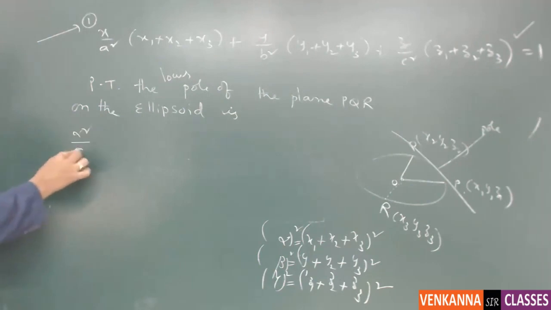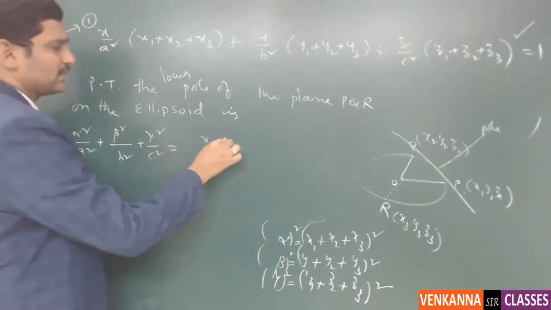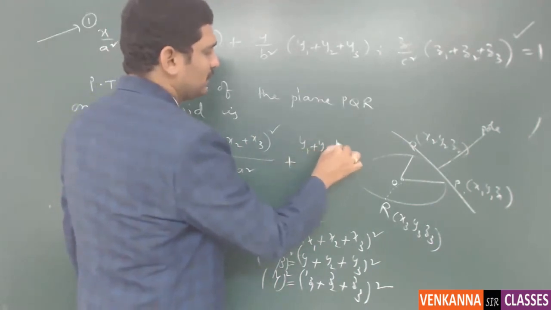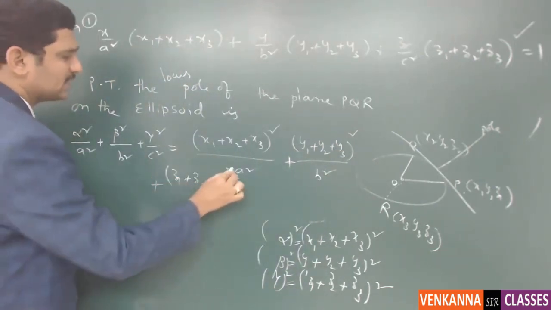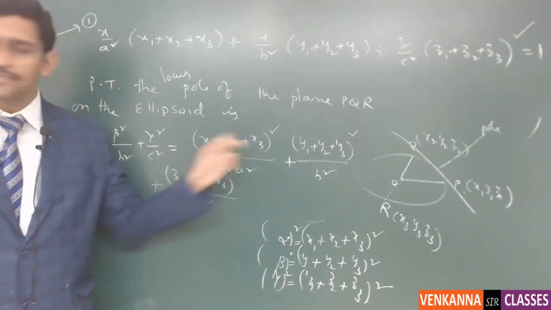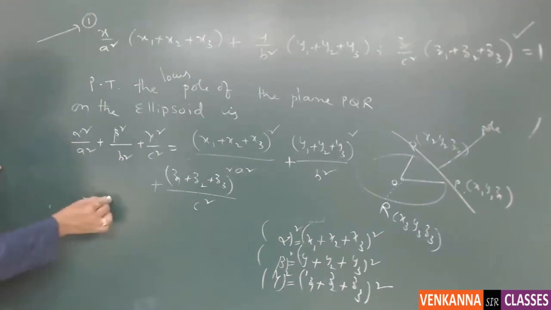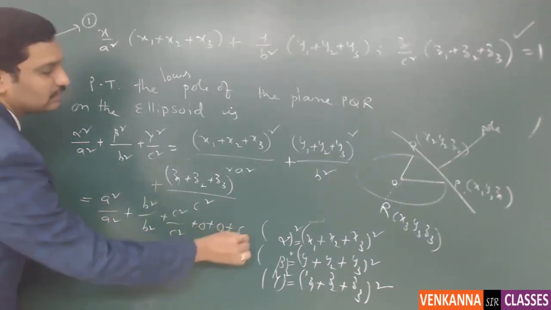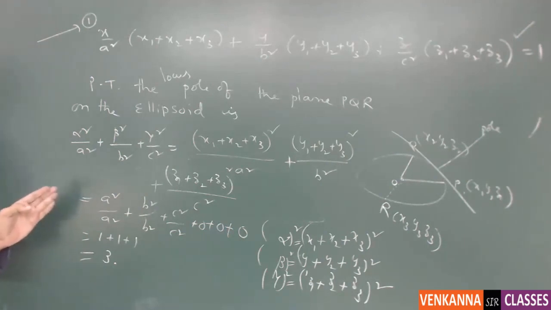So I am considering alpha square by a square plus beta square by b square plus gamma square by c square. It is nothing but x1 plus x2 plus x3 whole square by a square plus y1 plus y2 plus y3 whole square by b square plus z1 plus z2 plus z3 whole square by c square. So in the numerator, if you expand the terms, as you know, from the properties of the diametral planes, you will get the value as a square by a square plus b square by b square plus c square by c square plus 0 plus 0 plus 0. The values are nothing but 1 plus 1 plus 1 equal to 3. So the required locus is obtained here.